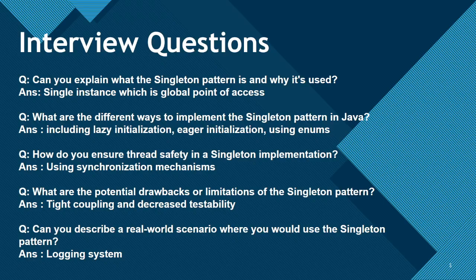Next question can be, how do you ensure thread safety in a singleton implementation? Thread safety in singleton implementation can be ensured by using synchronization mechanisms such as locking, synchronized block, or leveraging Java's concurrent utilities like atomic reference and atomic integer. These mechanisms prevent multiple threads from creating separate instances simultaneously and ensure that the singleton instance is correctly shared across threads.